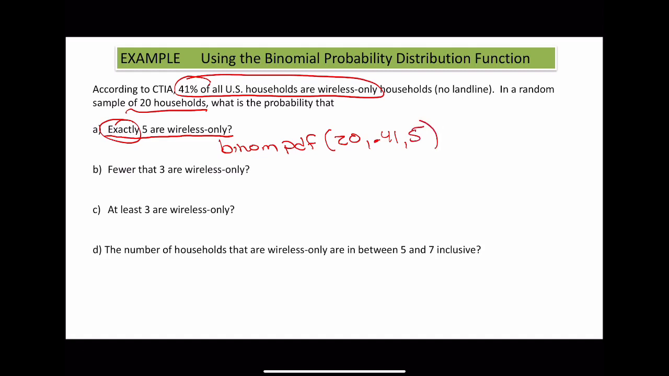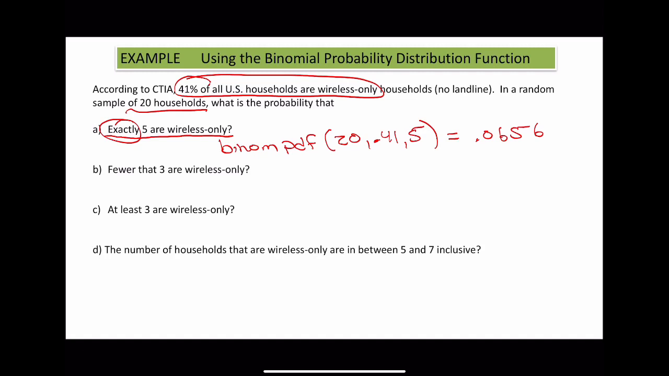So this would be the work that you would show if you were taking a test. That would be the work that you would show me in order to get full credit. Because if you do not show me work, you will not get full credit. So that probability, you should have gotten 0.0656 approximately.